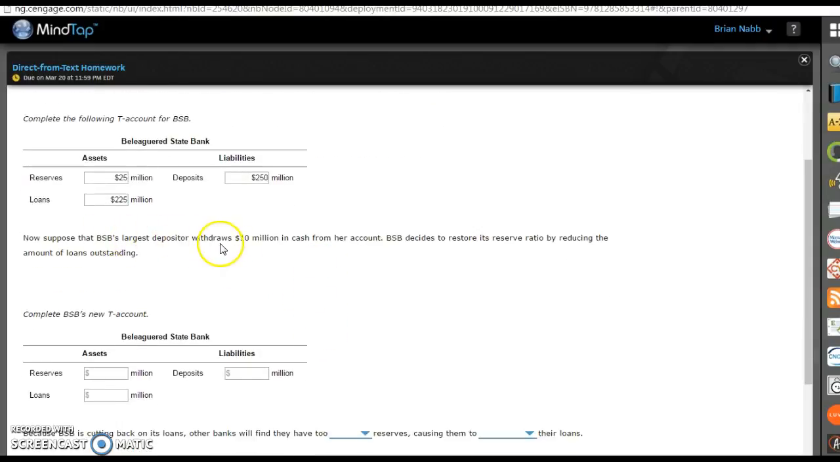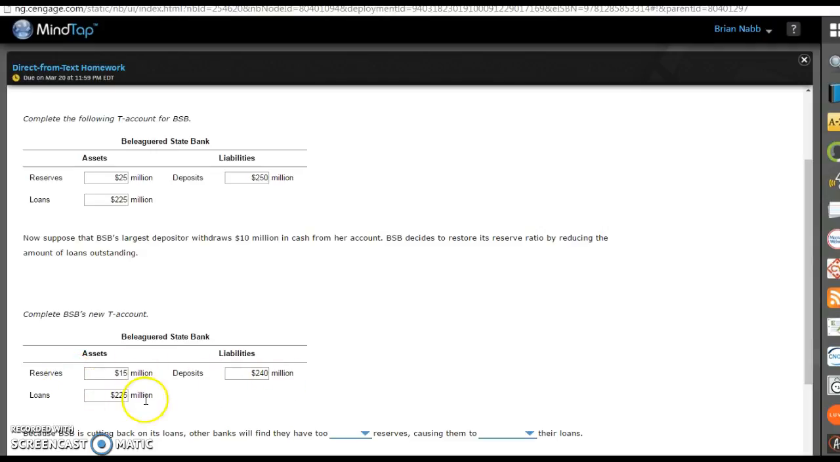Now, the largest depositor withdraws $10 million in cash from her account. The bank decides to restore its reserve ratio by reducing the amount of loans outstanding, and this is really difficult for a bank to do in calling its loans, so actually this is a bit unrealistic, but that's how they're going to handle it. So I'm just going to carry these down. So now we know that they've withdrawn their deposits, which now we're at 240 million. Let's leave the reserves the same and the loans the same. Now, we're actually above our reserve ratio, but we've lost 10 million out of here as well. So I have to subtract the 10 million from deposits and the reserves.